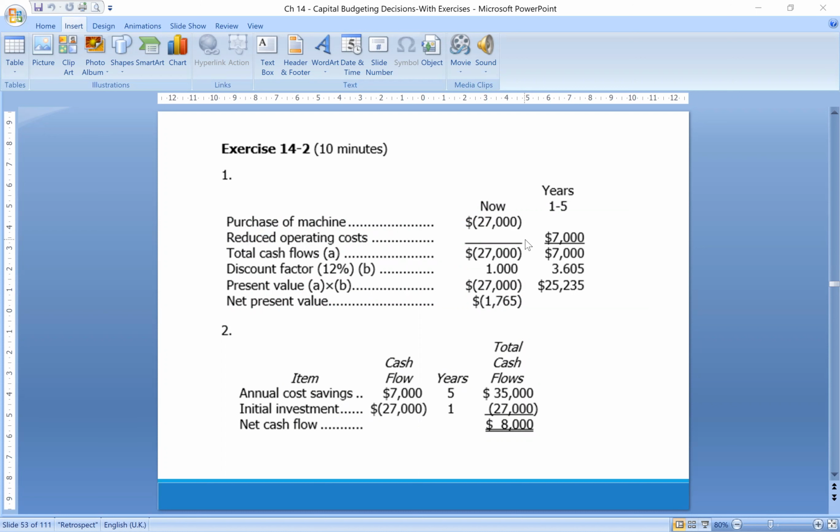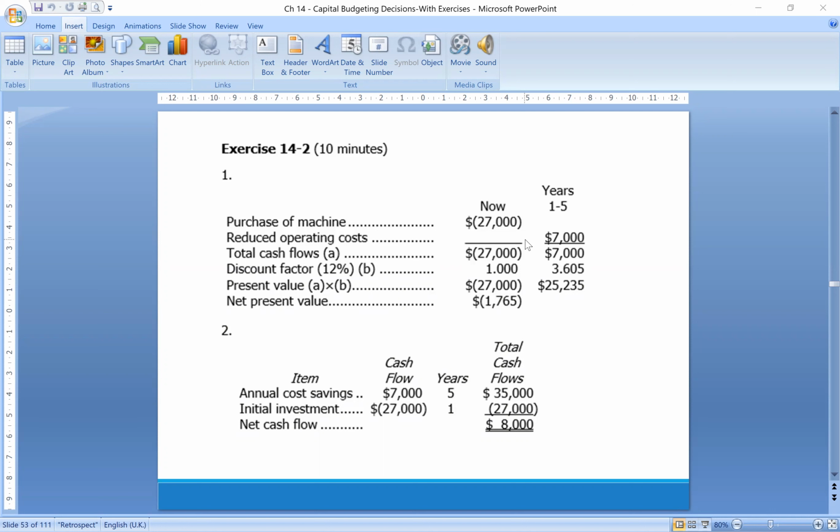35,000. But now it is not equal to 35,000. This is the word of the present value. We will receive 7,000 for the next 5 years, but actually today it equals less than 35,000. That's why we need to consider the present value factors, okay?